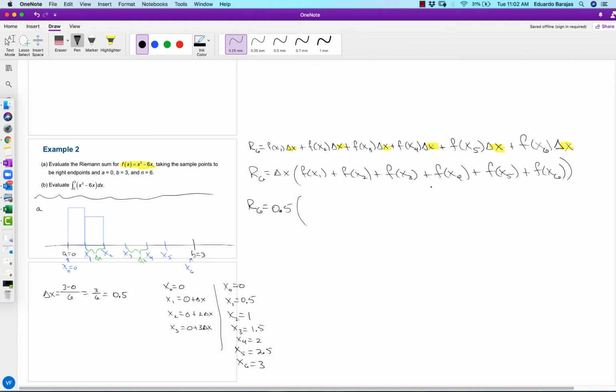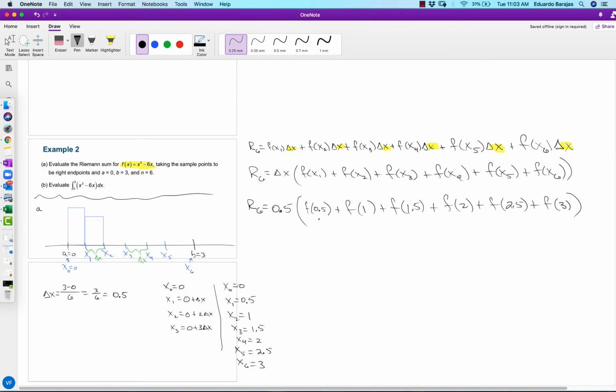Now, for each one of these, what we want to do is evaluate our function at our x values. So this would be f of 0.5 plus f of 1 plus f of 1.5 plus f of 2 plus f of 2.5 plus f of 3. Good.